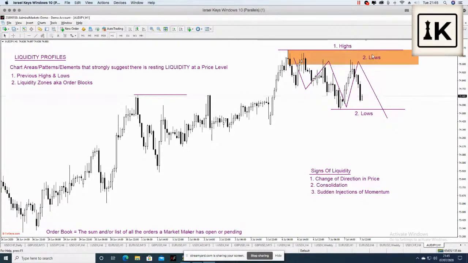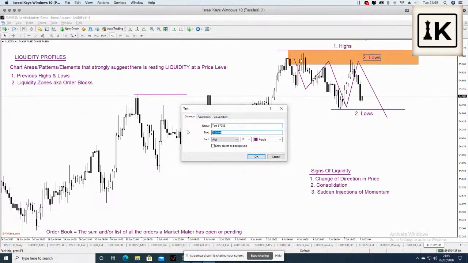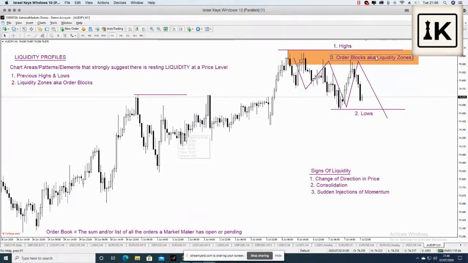Number 3, order blocks, aka, let's reverse the liquidity zones. So this is an example of a bearish order block. The reverse is true. Let me give you an example. This right here is the same principle that happens here.